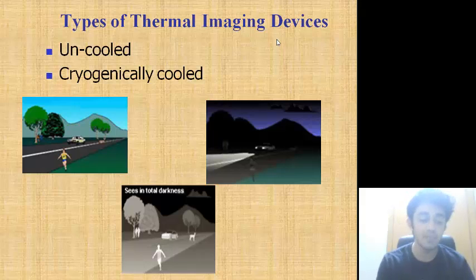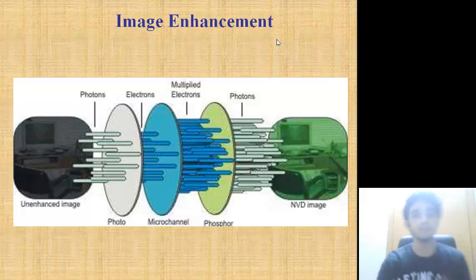Uncooled sensors are designed to work in the long wave infrared or LWIR band from 7 to 14 microns in wavelength, where terrestrial temperature targets emit most of their infrared energy. The cryogenically cooled thermal imaging device is nothing but the opposite of the uncooled device. Now that you know what the thermal imaging process is, let's view the image enhancement process.